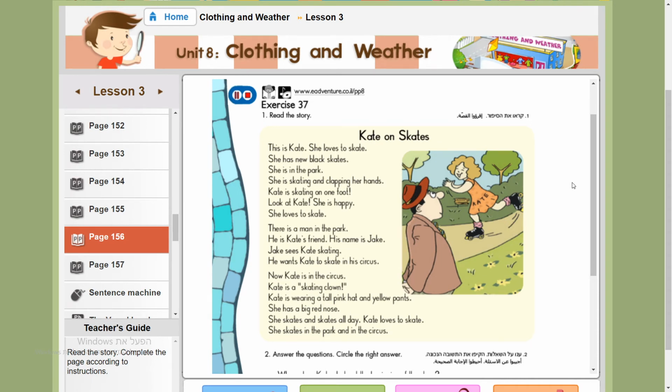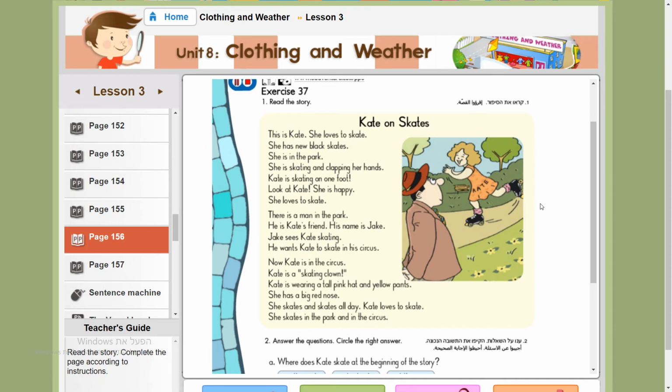So, after we listen to the text, it's your time to look at the picture and to try to tell me some sentences. What can you see in the picture? Think about it. So, who is this? This is Kate, and Kate is wearing a dress. Great. Where is Kate? Great. She is in the park, and there are two trees and a man. Great. The man is wearing a hat. Good job. So, I'm going to read the text and you can read it after me, okay?